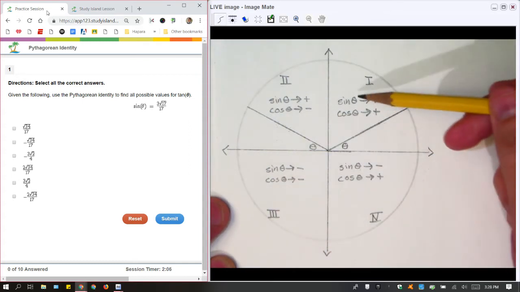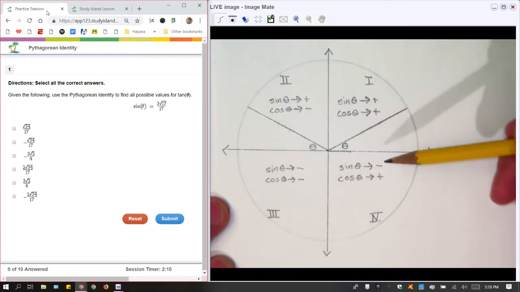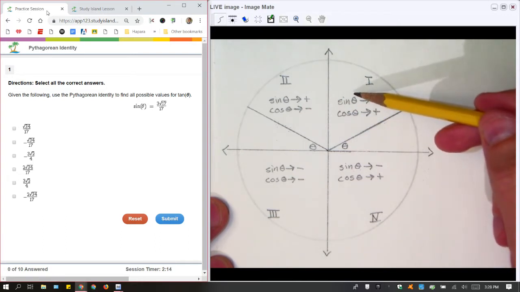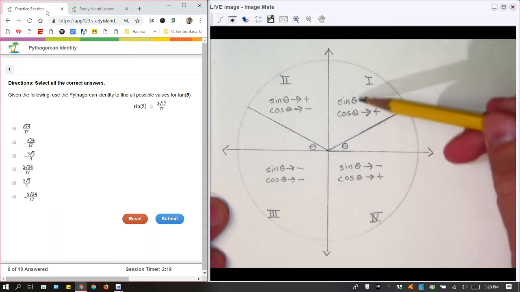You'll notice that the sine of theta follows the same rules as the y-coordinate would. If you were looking for an xy coordinate, everything above the x-axis is positive for the y-coordinate. Everything below the x-axis is negative for the y-coordinate. The same rules apply for the sine of theta.